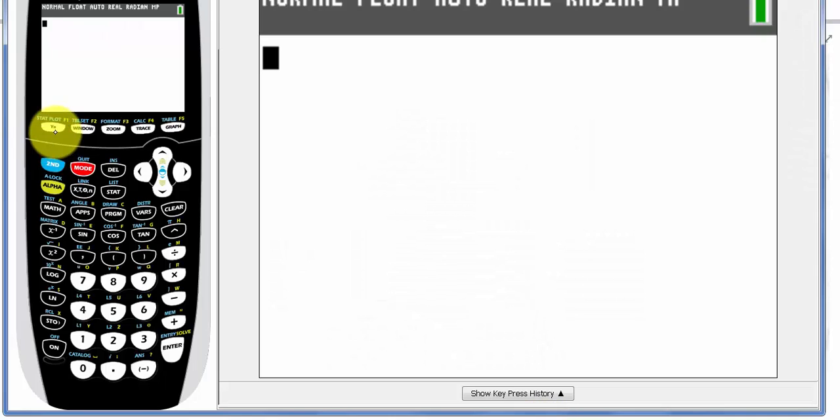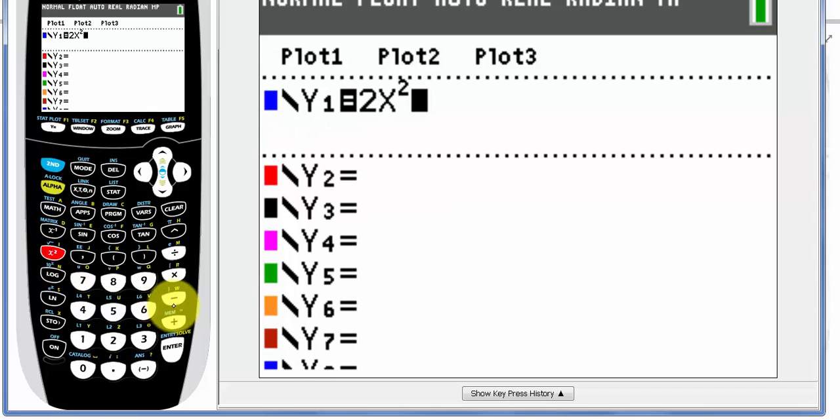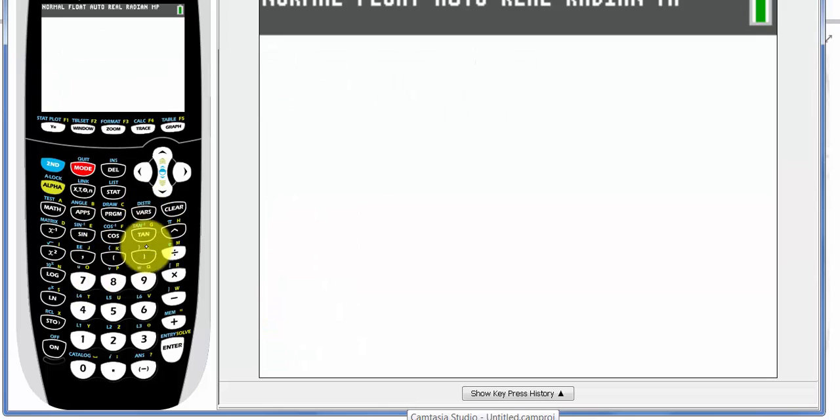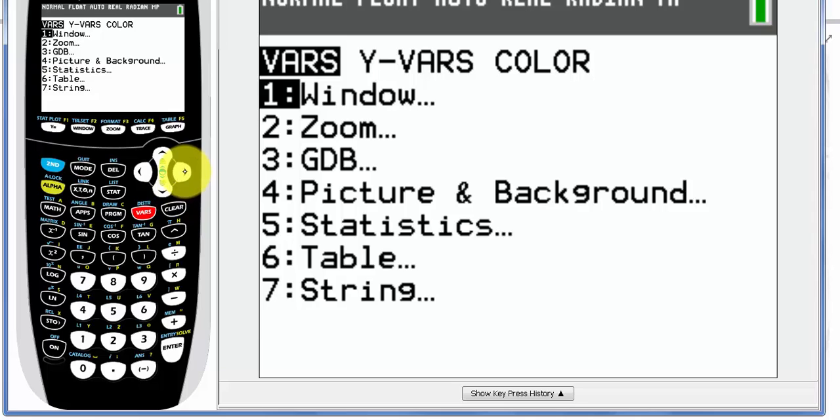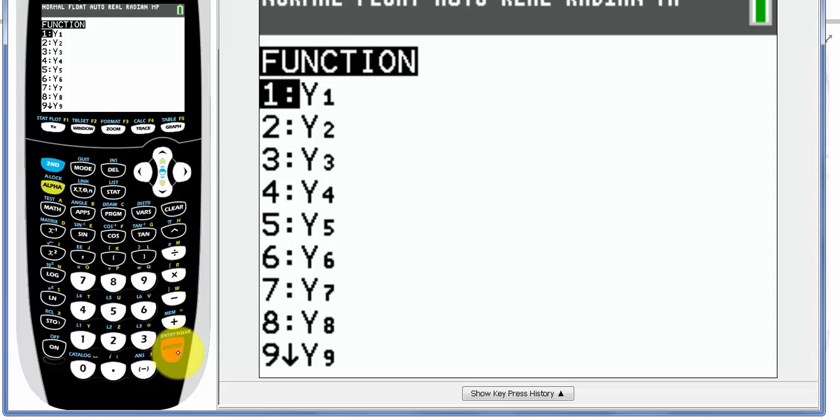Okay, let me go to my y equal menu and let's enter the function 2x squared minus 3x minus 4. Here we go. That's my function. I want the relative rate of change between -3 and 2. So now I'm going on my home screen and I'm going to type it. I want to grab y1, right? So Y-Vars, enter y1.